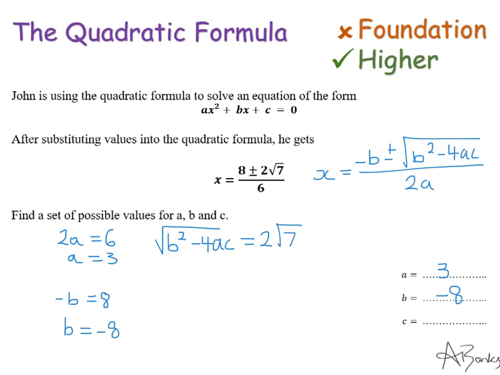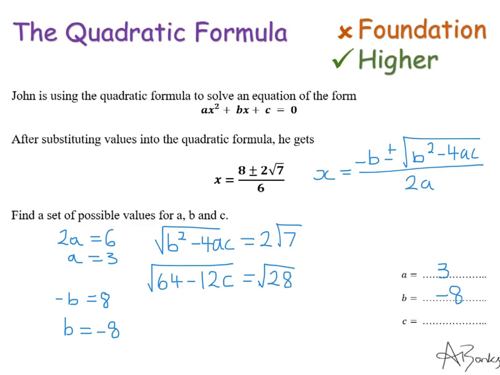So I know that b squared is 64 because I figured out what b is. Minus 4 times a is 12. I don't know what c is yet, but I know this bit here must be 12c. And that equals... Now if I'm going to be able to compare these properly, I need 2 root 7 under all of one square root. So 2 is equivalent to root 4, so I have root 4 root 7, which is root 28. So I can rewrite this as root 28.